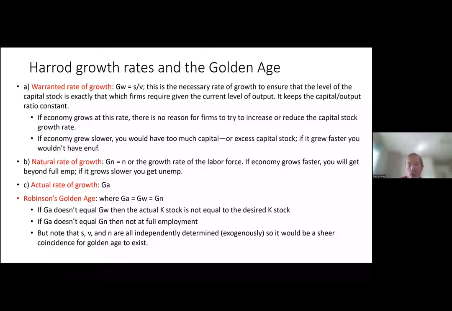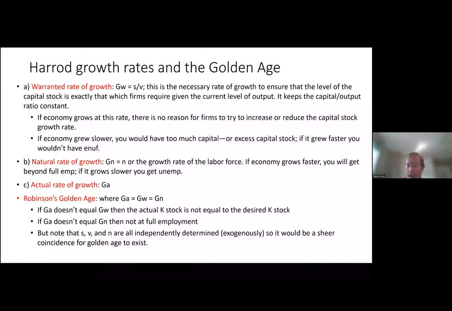If the economy grew slower, you'd have too much capital, not enough demand. If it grew faster, you wouldn't have enough capital. So this is the only growth rate that works, okay? It keeps you on an equilibrium path, where demand is growing equal to supply. Then there's the natural growth rate, which is the growth rate of the labor force. If the economy grows faster than that, you run out of workers. If the economy grows slower, you get unemployment. So if GN equals GW, then you're growing with full employment.